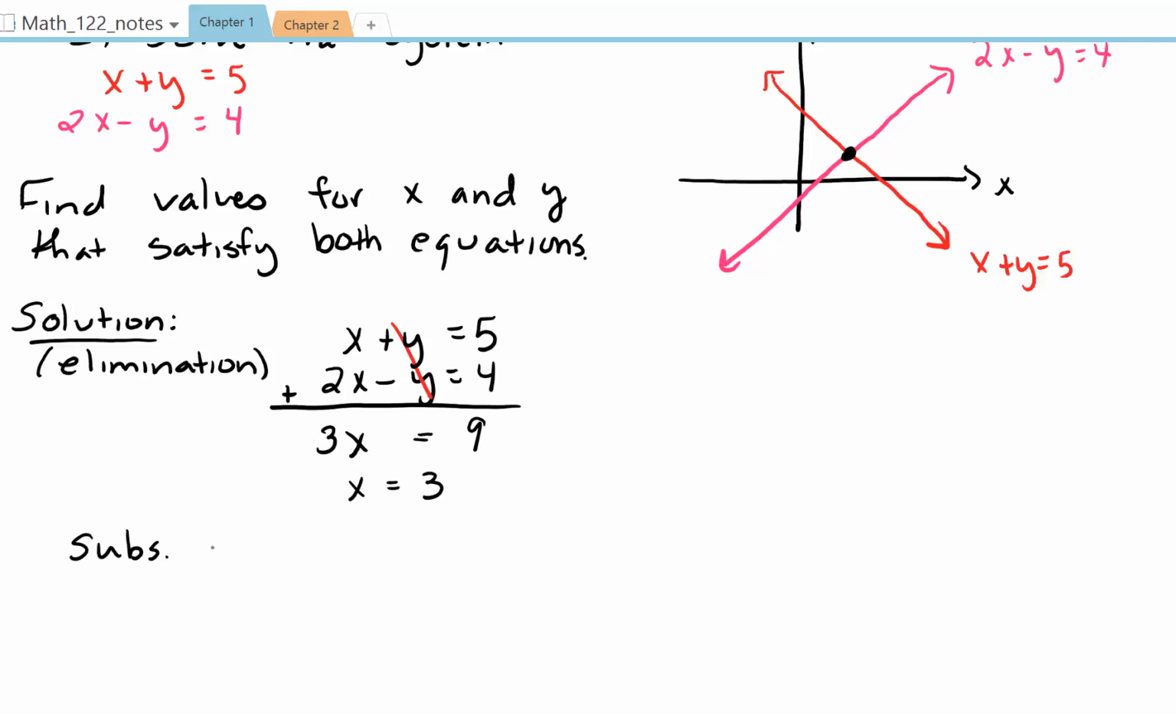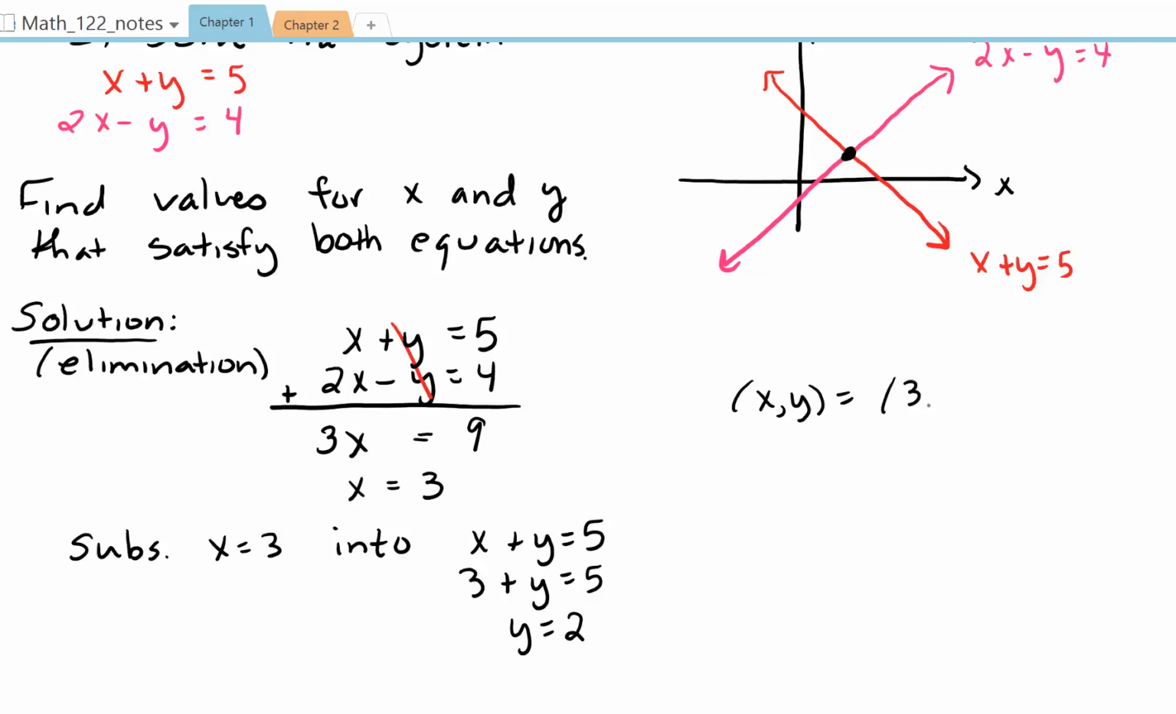And if we substitute x equals 3 into either one of our original equations, this one's pretty easy to work with, x plus y equals 5, what we end up getting is y equals 2. So what this means is we get one solution. Our solution here is the xy point, and that equals over 3, up 2. So that's right here on our graph.